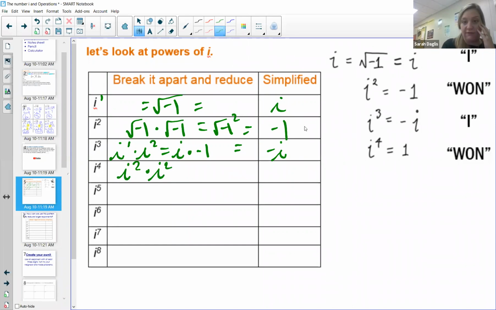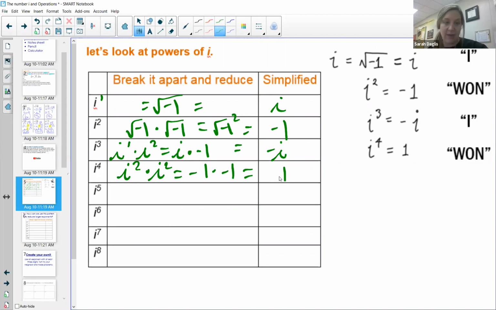And I know from up here, my second one, i squared, was equal to -1. So that's the same thing as saying -1 times -1, which is equal to 1. We'll see how the cycle is forming, and it's going to keep going. So watch what happens with i to the 5th.